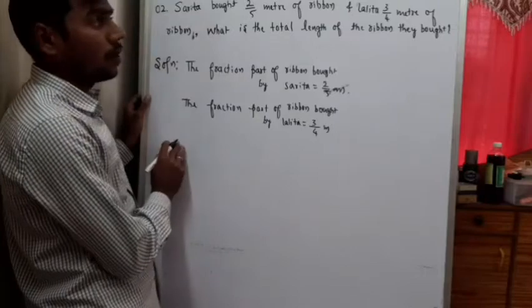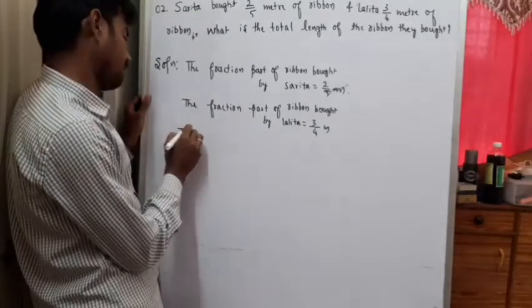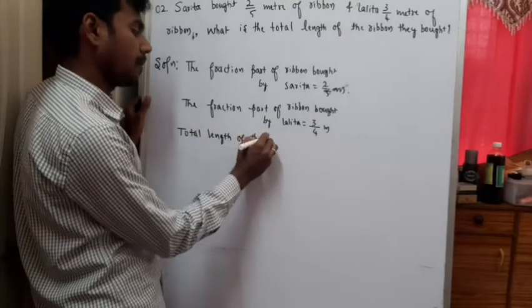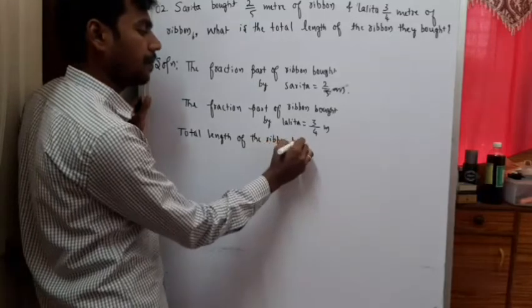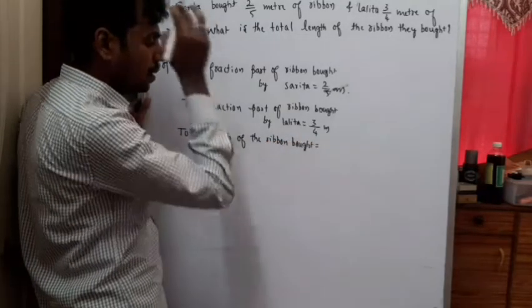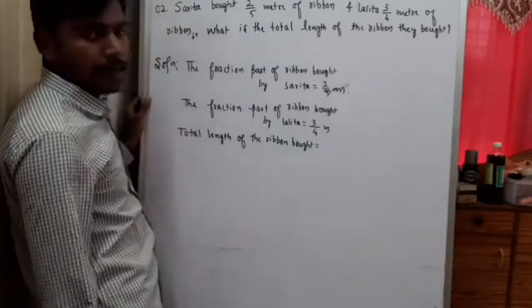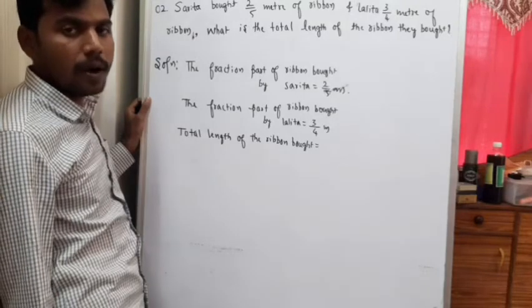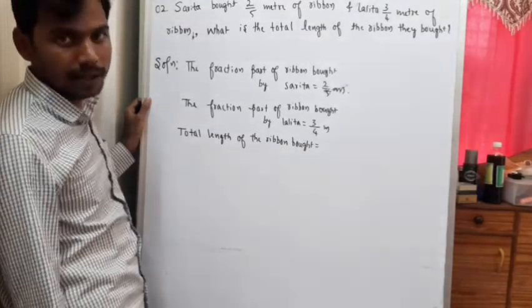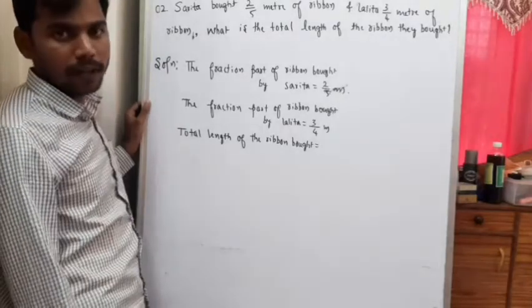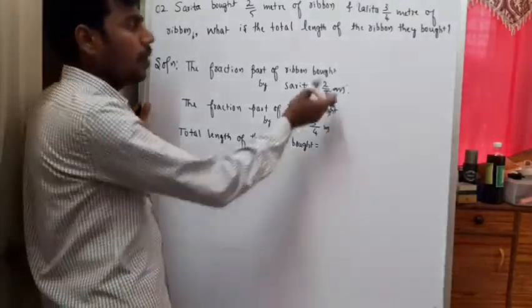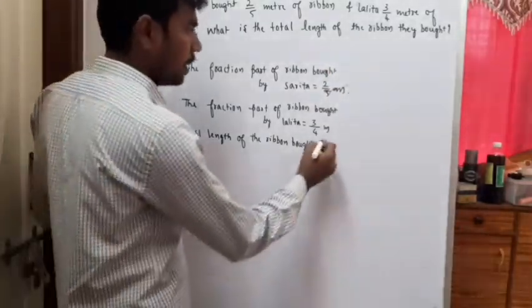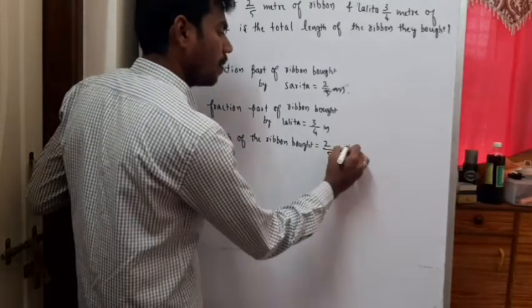So total length of the ribbon bought is equal to, see, it's like you bought 4 pencils and your friend bought 5 pencils. What is the total number of pencils both of you have together? How will you get it? 5 plus 4, that will give you 9. Here also one is 2 by 5, the other is 3 by 4. If we add them, you will get the total. So that is 2 by 5 plus 3 by 4.